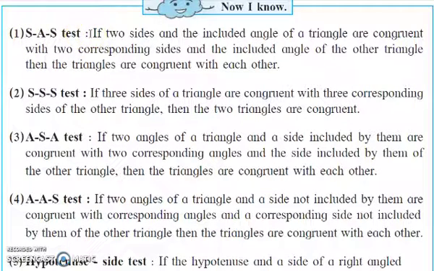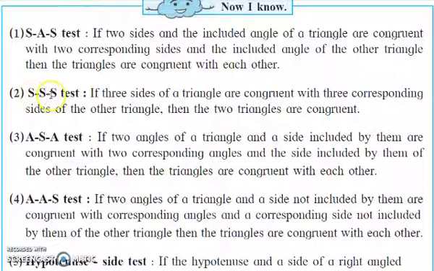Side angle side test. If two sides and the included angle of a triangle are congruent with two corresponding sides and the included angle of the other triangle, then the triangles are congruent with each other. Means that if we have two sides and between that one angle which is congruent to the other triangle's two sides and in between that one angle, then the two triangles are congruent.